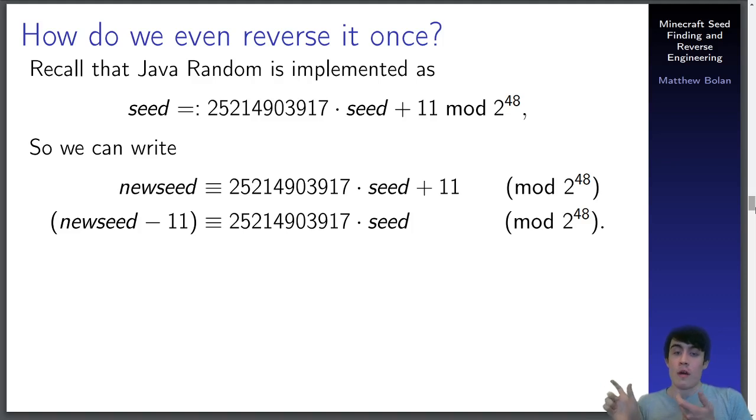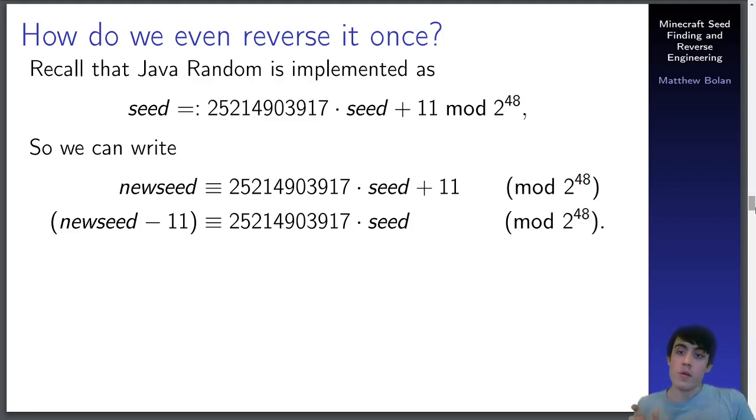And so in this slide, we're going to be concerning ourselves with reversing the RNG once. So currently we have a formula for the new seed in terms of seed. What we want is a formula for seed in terms of the new seed, because that'll let us go from the good stuff all the way back to what it had to be when we had control.